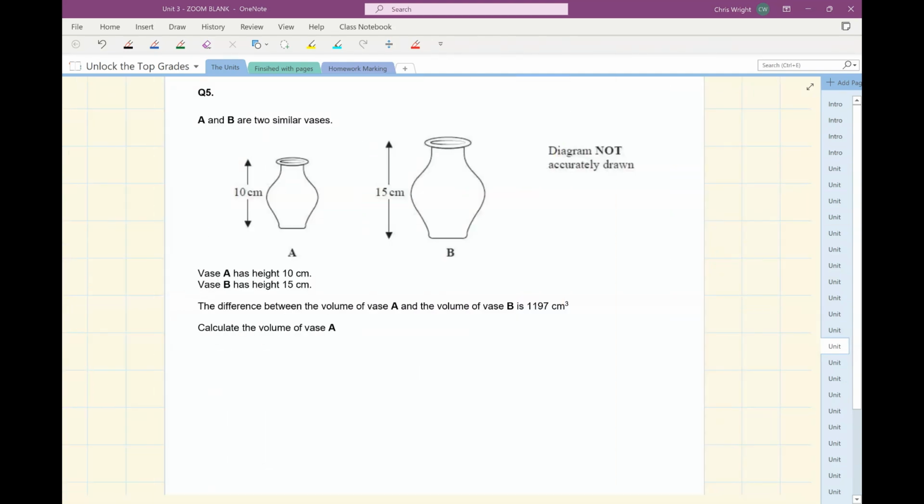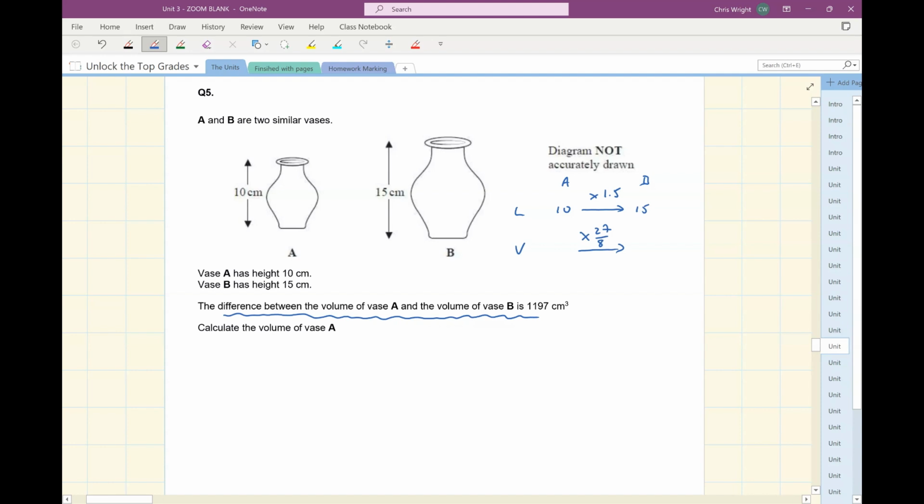Question 5. A and B are similar vases. Vase A has a height of 10 and vase B has a height of 15. So the linear scale factor is 1.5. The difference between the volume of vase A and the volume of vase B, right, so we're going to be dealing with the volume here. Now the volume scale factor will be 1.5 cubed, 27/8.